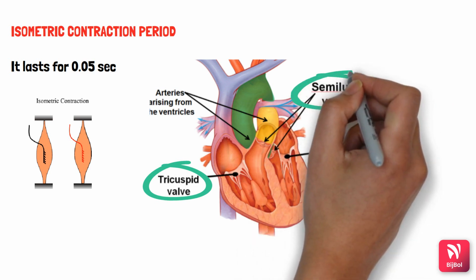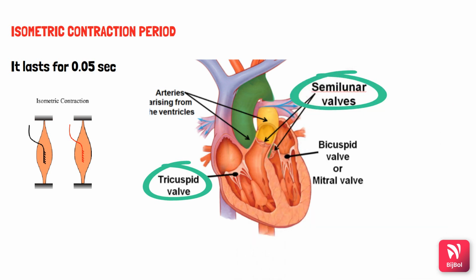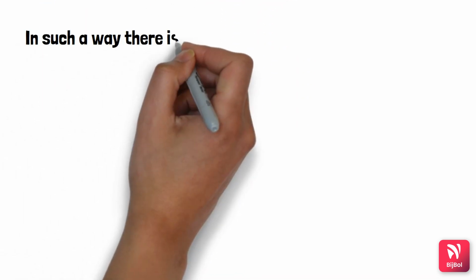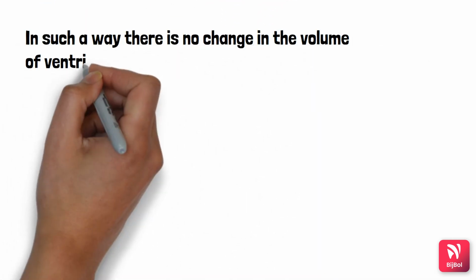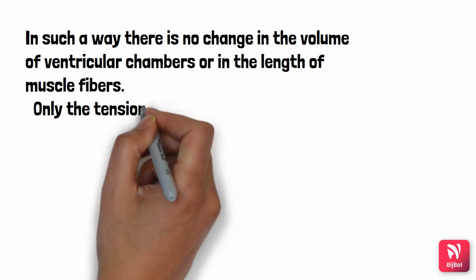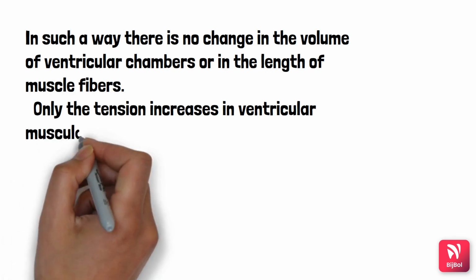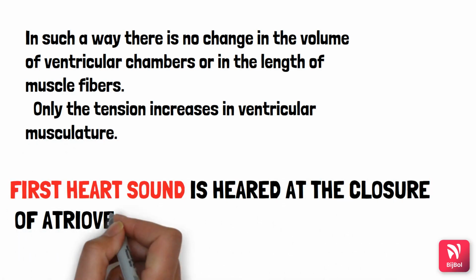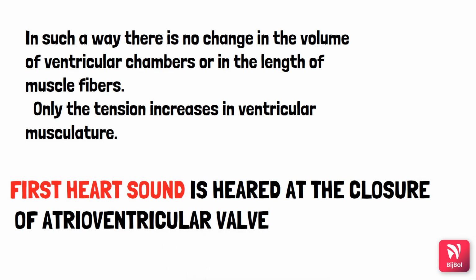Atrioventricular valves are also called as tricuspid valves. Now, in such a way, there is no change in the volume of ventricular chambers or in the length of the muscle fibers. Only the tension increases in ventricular musculature. Now, we hear the second sound, that is the first heart sound. I mean, in sequence, this is the second sound that we hear, but it is called as first heart sound, which is heard at the closure of atrioventricular valves at the beginning of this phase.